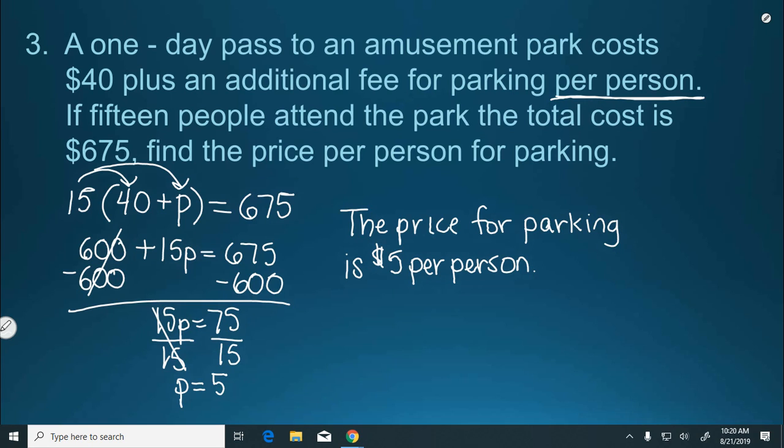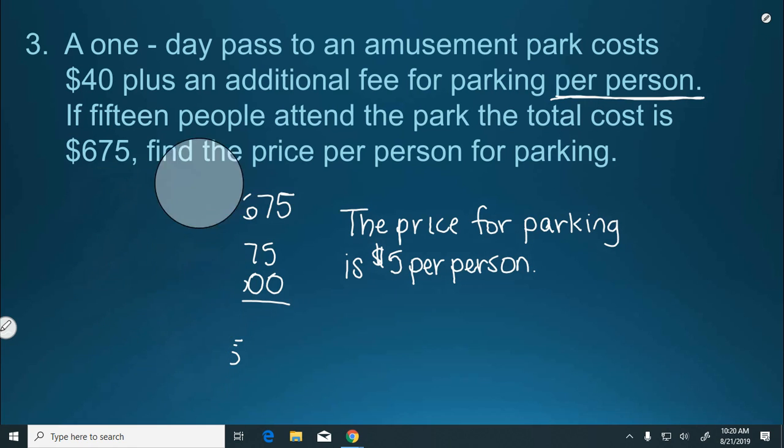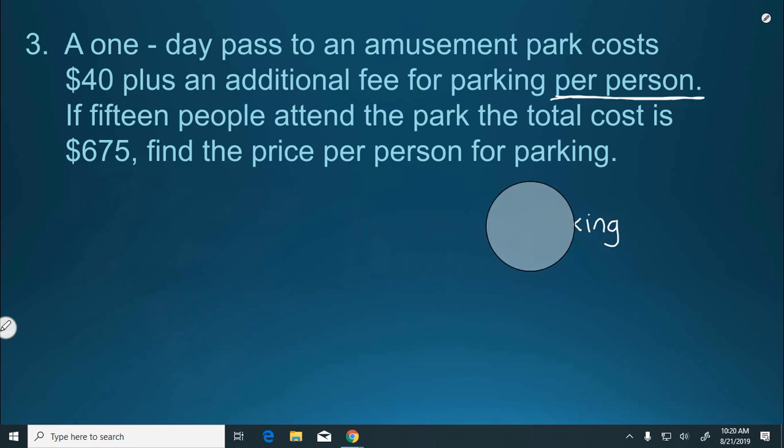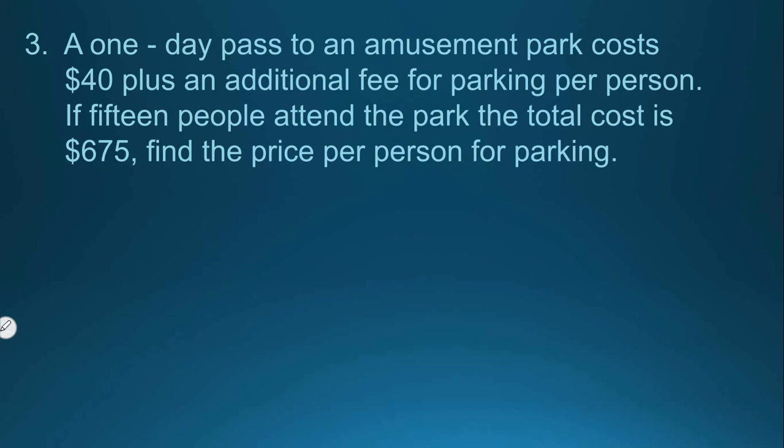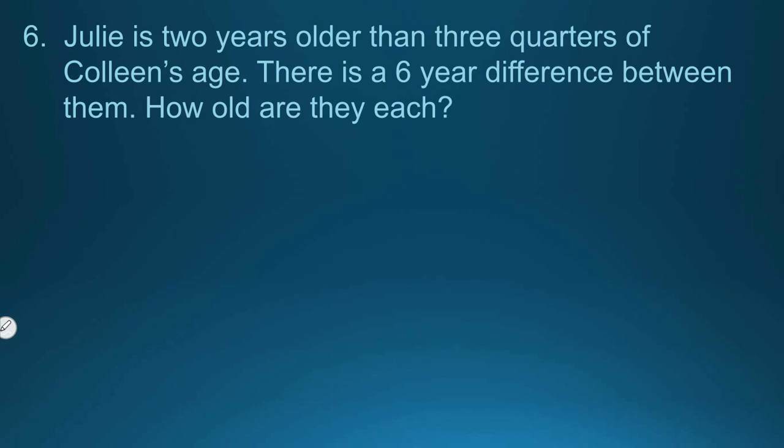Okay, so those are my distributive property equations or word problems. Let's take a look at some combining like terms, where you use the substitution property of equality. All right, so number 6, we have Julie is 2 years older than 3/4 of Colleen's age. There's a 6-year difference between them. How old are they each? So we're only going to have one variable in this case, but we're finding two things.